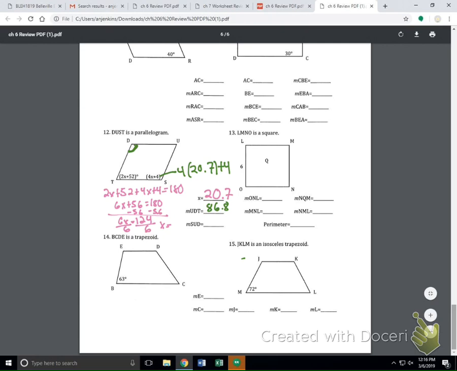Our next one is SUD, and that is going to be this angle up here. And again, we know opposite angles are congruent. So we can do 2 times 27.7 plus 52. Oh, where do you get the 2? Oh. So we're using that formula. And what'd you get? 93.4.